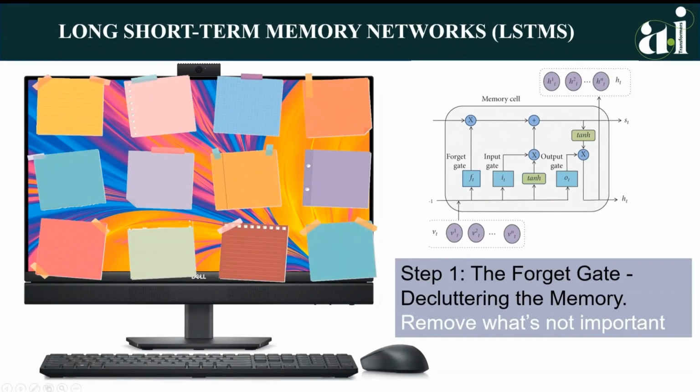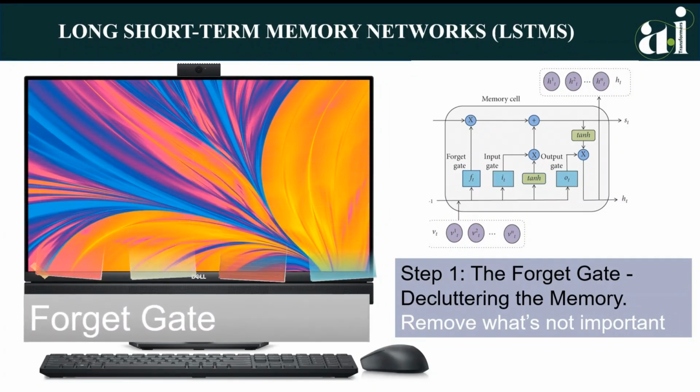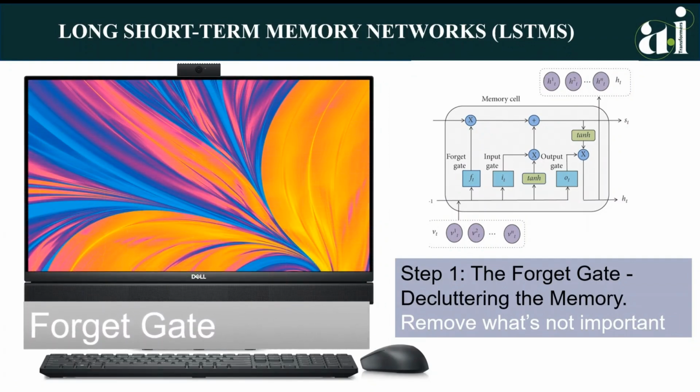The forget gate is like Marie Kondo for computers. It decides what information is no longer useful and clears it out. For example, if the subject of the conversation changes, the forget gate ensures outdated details don't clutter the memory.